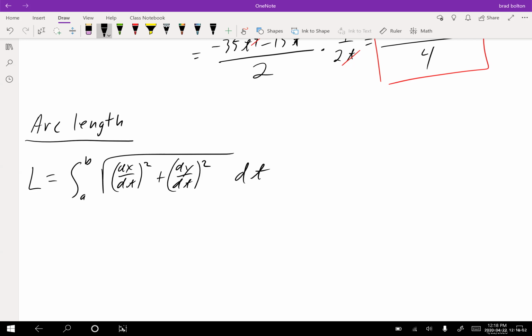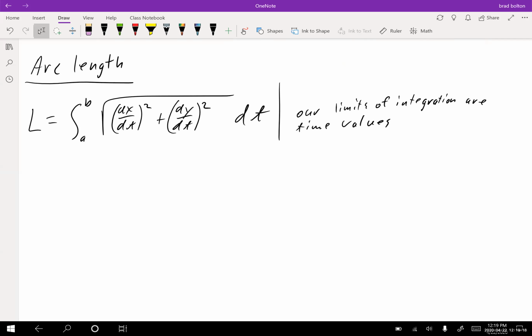The upper and lower limits in these problems, a and b, are time values, because we're dealing with t. This is more of a formula problem where we can kind of plug and chug.